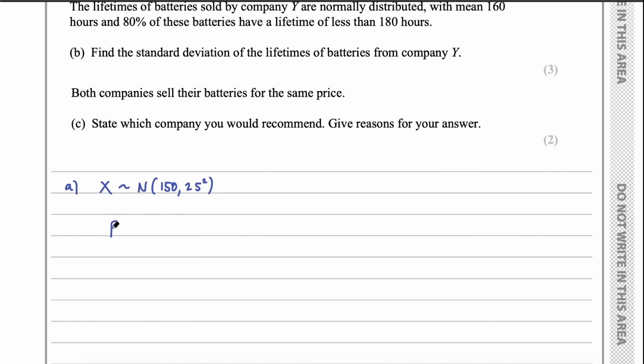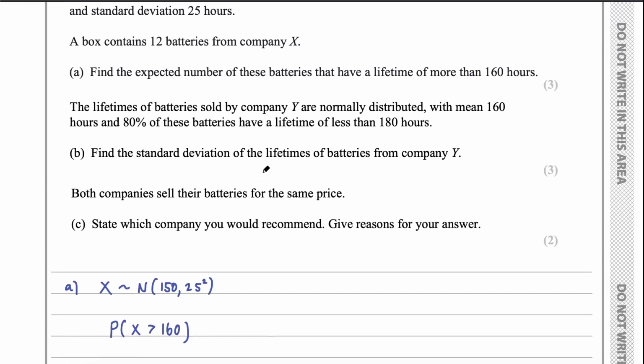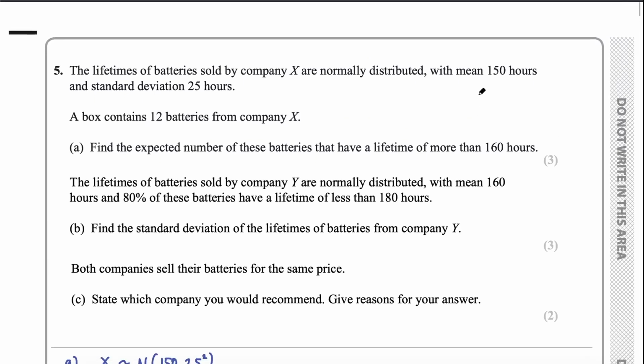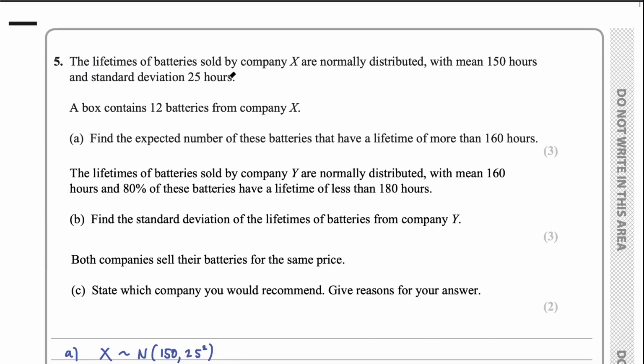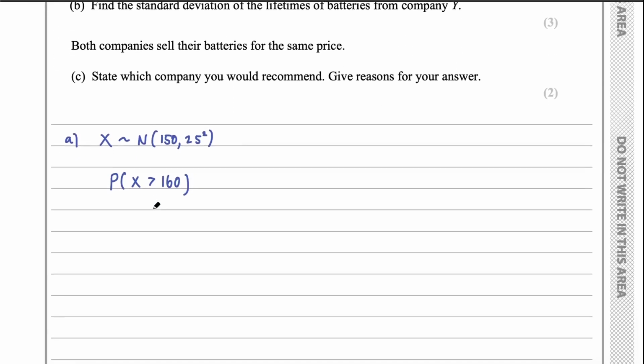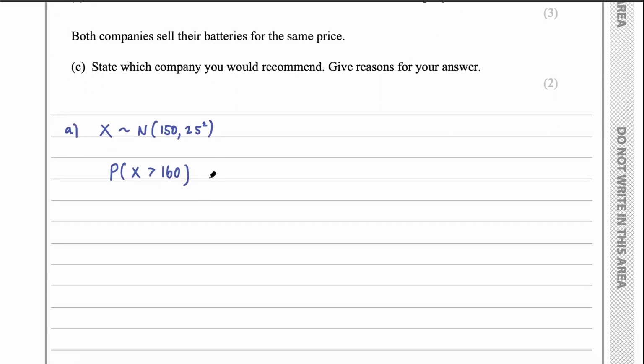And we're looking for the probability that the lifetime of those batteries is greater than 160 hours. So let me just break that down a little bit more. We're looking at one battery essentially. We're told the mean lifetime of the batteries is 150 hours. So what's the probability of getting one battery with a lifetime greater than 160?